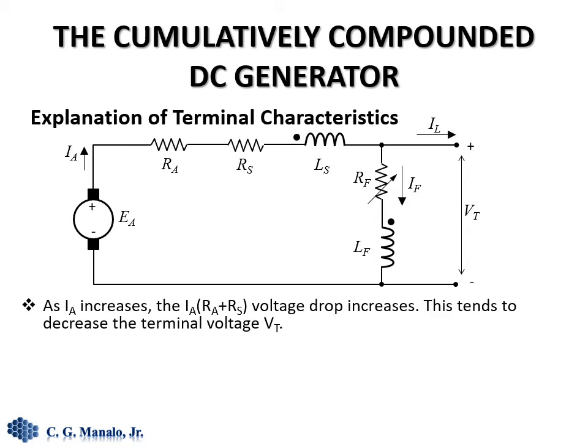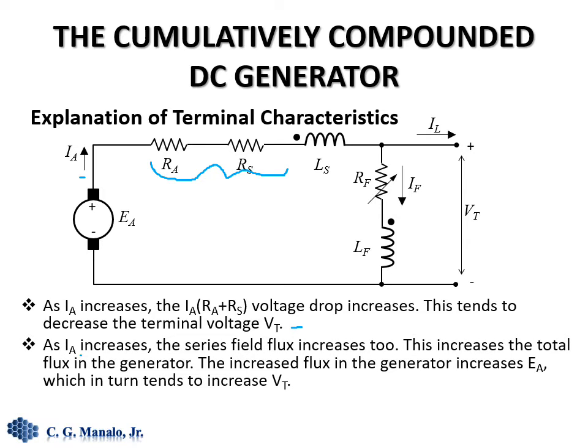So how do we explain the terminal characteristics of a cumulatively compounded DC generator? Initially, as I sub A increases, the voltage drop across this series combination will increase. So this will tend to decrease the terminal voltage. This is usually true for flat or undercompounded DC generators.